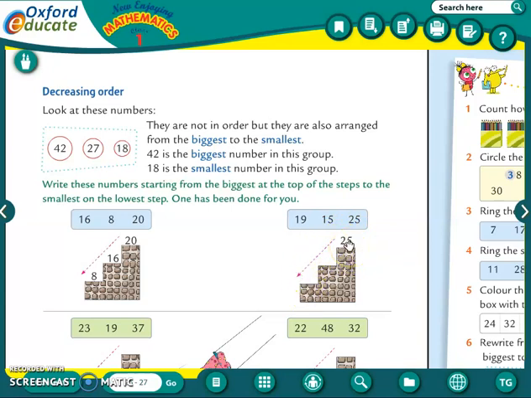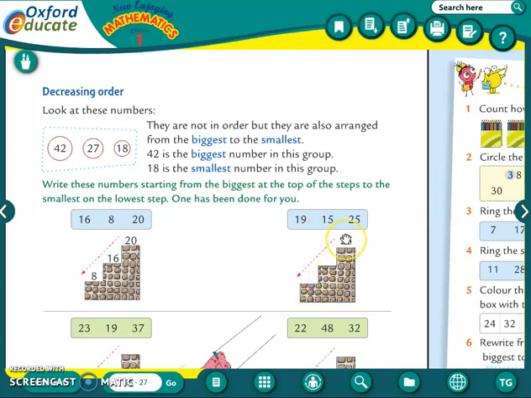We have to go down the stairs, so the biggest number we will write on the topmost step. Which is the biggest number? 25. Then which is the number smaller than that? 19, so that we will write over here. And which is the smallest number out of the three? Which is the smallest number? 15, so that we will write in the last step.